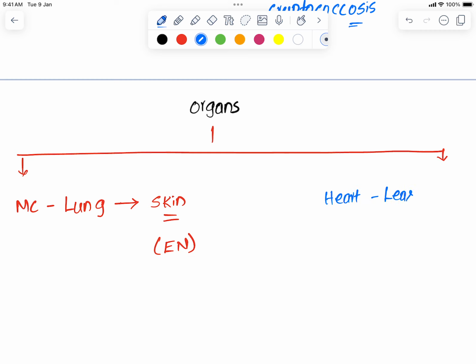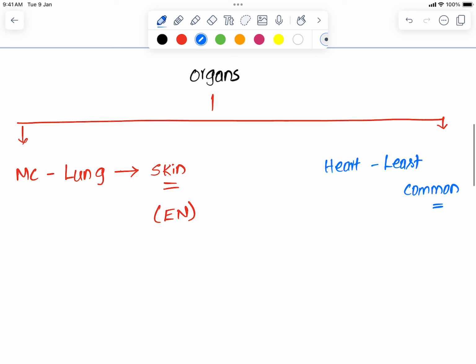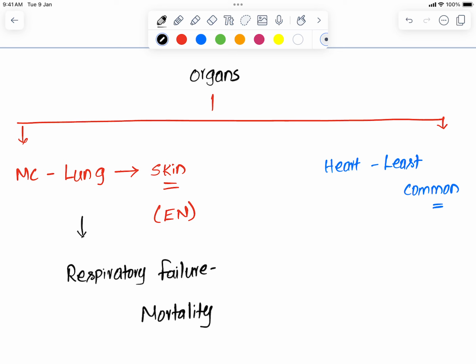The heart involvement is least common. Because of the lung involvement, these patients develop respiratory failure, and respiratory failure is one of the causes of mortality in patients with sarcoidosis. Whereas the cardiac manifestation in sarcoidosis will be in the form of restrictive cardiomyopathy, which I'll be discussing subsequently.